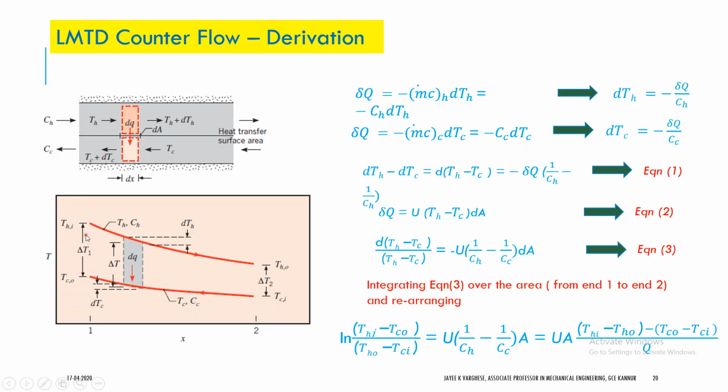So end one is the hot fluid entry end and cold fluid exit end, whereas end two is the hot fluid exit and cold fluid entry. So end one is always chosen as the end where hot fluid enters, and end two is the end where hot fluid exits. So it's always with reference to the hot fluid entry and the exit, we choose the end one and end two of the heat exchanger for parallel as well as counterflow. Now follow a similar procedure.